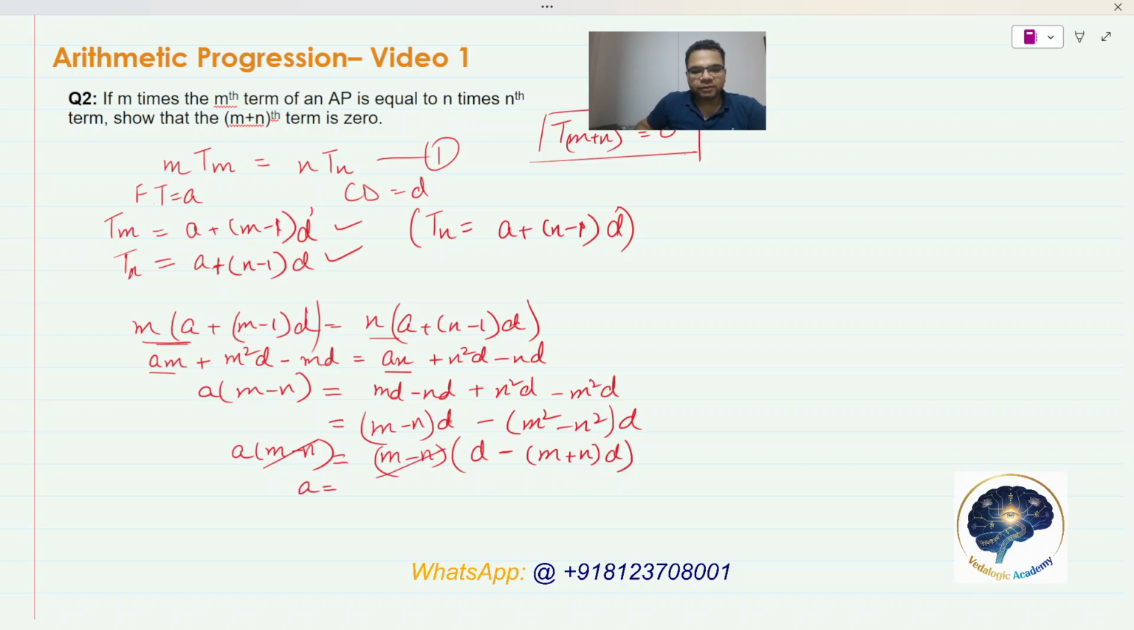So a becomes, so I'll take d common from here. It becomes 1 minus m plus n. So this is what we have got, right?